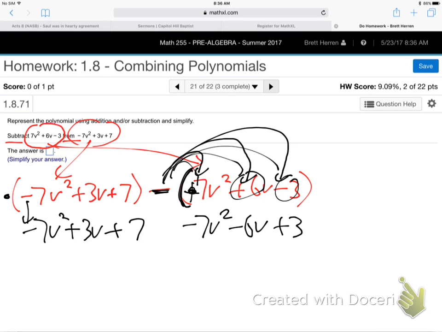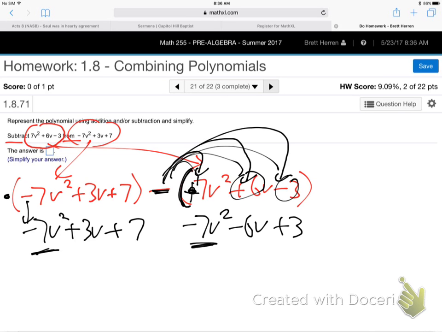And then, so now all the parentheses are gone. The floodgates are down. The water has gone in, right? Everything's wet at this point now. Combine like terms. So this guy and this guy will combine.